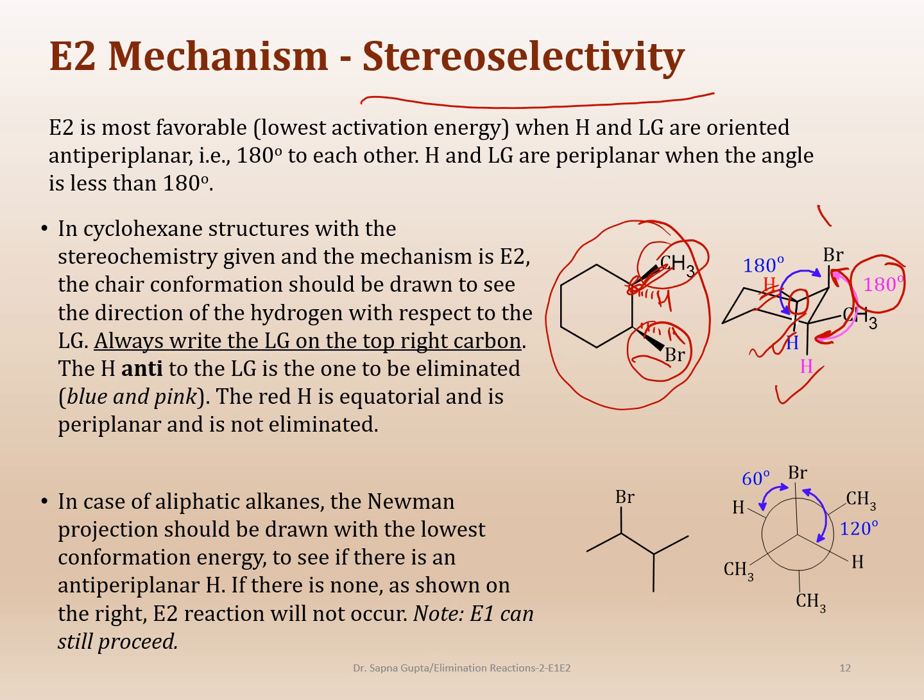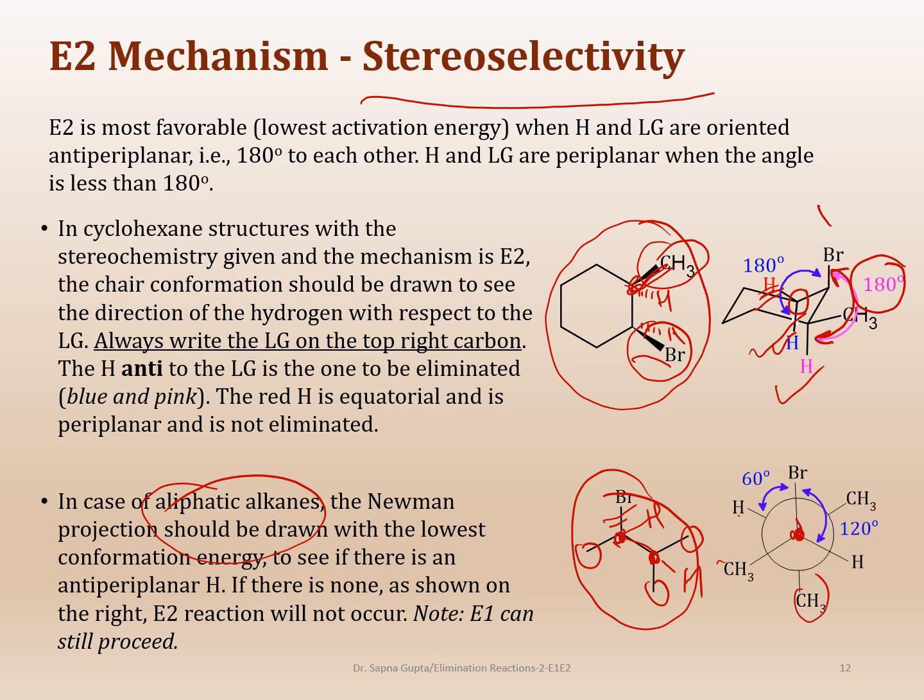Now this was for cyclic compounds. Now if you have aliphatic alkanes, which means straight chain alkanes, then you will have something like this. When you have a straight chain alkane with a leaving group, then what you need to do is draw a Newman projection. And with the Newman projection, you have to see where is my hydrogen now? So here is the carbon with the bromine right here, and that's this carbon, right? So it has a methyl group, a hydrogen, and a bromine right on there. And this carbon then is attached to this carbon, which has two methyl groups and a hydrogen. So those are the groups that we have here.